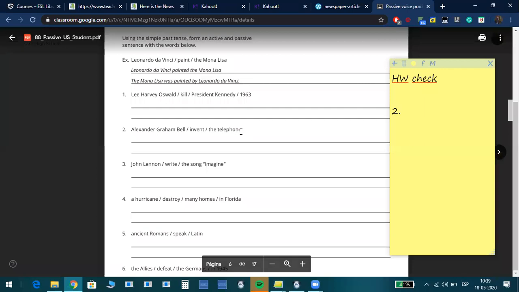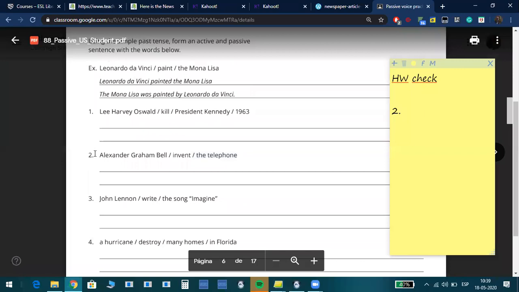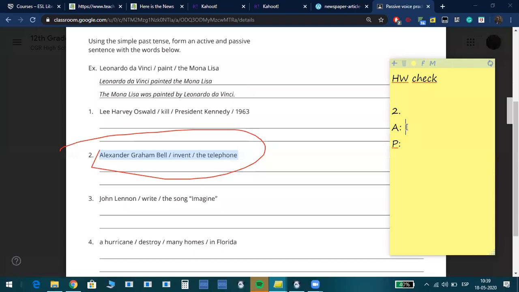So number two. Can you give me the active sentence of this one? Yeah. Because you have to give me active and then passive. Okay, so active. In passive, okay. Okay, Pineapple, I'm waiting.